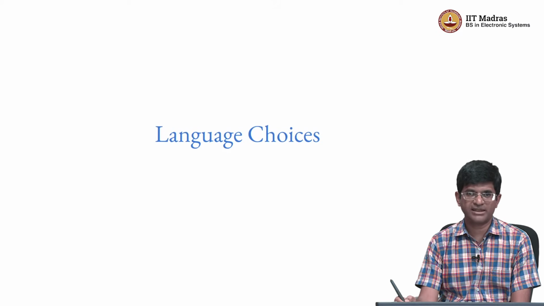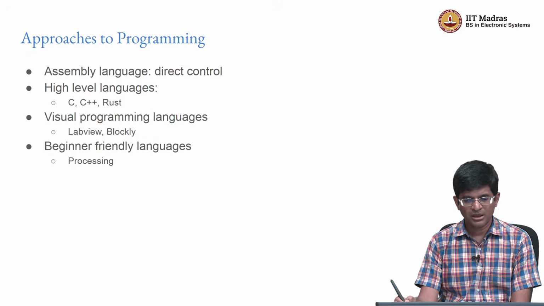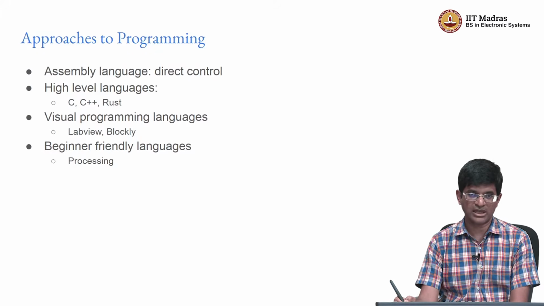Now, one other aspect that needs to be chosen is how do I program these systems, right? What kind of programming language should I use in order to program an embedded system? There are multiple different approaches to programming. Assembly language affords the most direct control of the system. It allows you to get as close to the hardware as possible and control every aspect of what the microcontroller can do. There are various high level languages, C and C++ being the most common. There is also a language called Rust that I will briefly touch upon later.